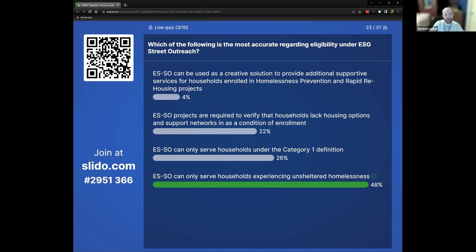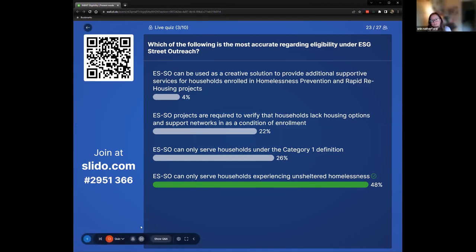Oh, and the top one, sneaky 4% of you. It seems like the right answer because we use the words creative solution. It is a creative solution in that it's not eligible, which I suppose makes it creative. But no, if someone is enrolled in homelessness prevention or rapid rehousing, they do not meet the basic criteria for street outreach, which is that they're experiencing unsheltered homelessness. People who are enrolled in homelessness prevention are housed, and people who are enrolled in rapid rehousing are receiving rapid rehousing services and are likely housed. Just the way it works.